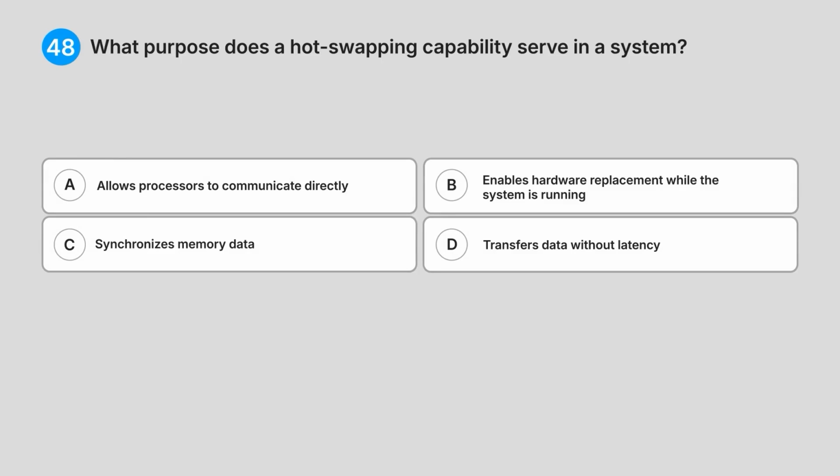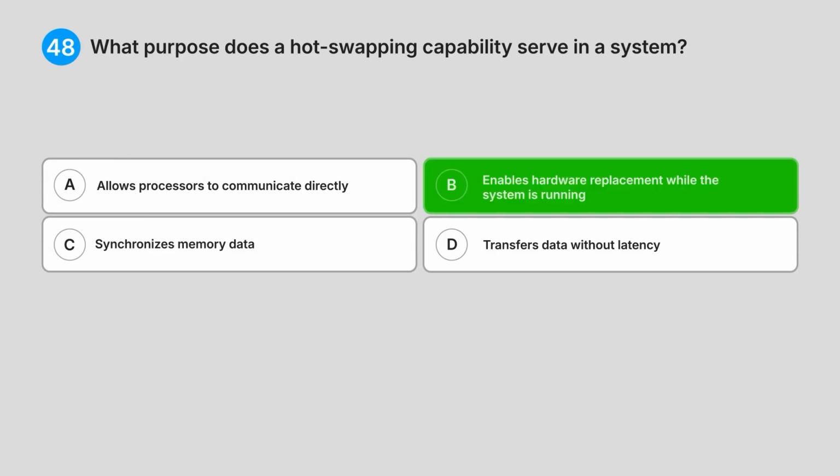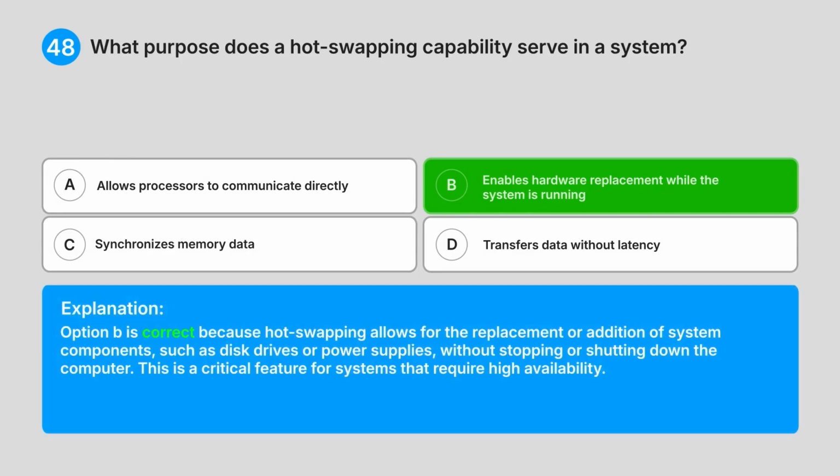Correct answer, B. Enables hardware replacement while the system is running. Explanation: option B is correct because hot swapping allows for the replacement or addition of system components such as disk drives or power supplies without stopping or shutting down the computer. This is a critical feature for systems that require high availability.